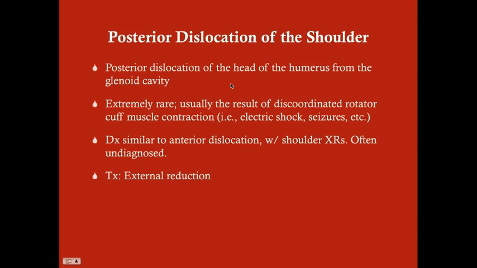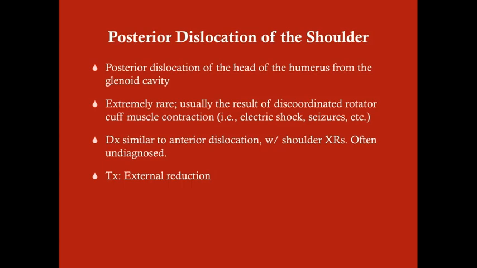Now, a posterior dislocation is very similar to the anterior dislocation, but the only difference is that it's in the posterior direction instead of the anterior direction. So this is a posterior dislocation of the head of the humerus from the glenoid cavity. This is extremely rare. It makes up only about 1 to 5% of the dislocations. And generally, this is a result not of injury, but of discoordinated muscle contractions of that rotator cuff.